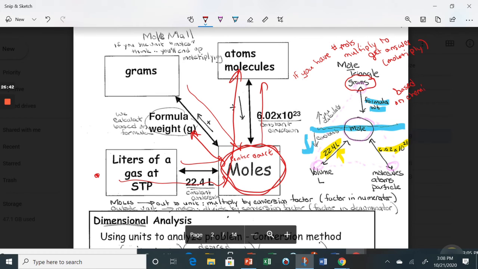But if you have grams, you will always need your chemical formula mass. If you have grams anywhere mentioned in the problem, you will always need that formula weight, that formula mass. So the knee-jerk reaction should be, oh, I've got to calculate the formula mass if they don't give it to you. Now, they usually give it to you because they don't want you to spend time doing it.